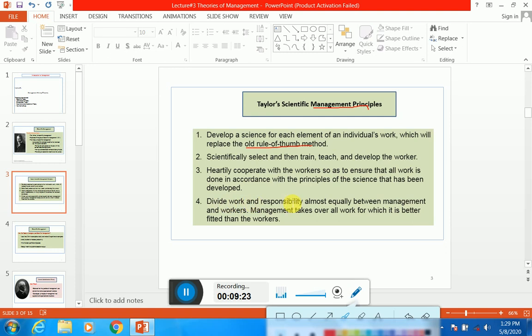And the last, divide the work and responsibility almost equally between management and workers. Earlier, it was thought that management should only and only have workers do the work. Now, for the first time, Taylor introduced the principle that this work should be distributed. It doesn't mean that management only has the workers do the work. There must be an equal distribution of work between management and workers. Planning is done by management, and the workers will work according to the managers. So that was the first key concept or principles about Taylor's scientific management approach.